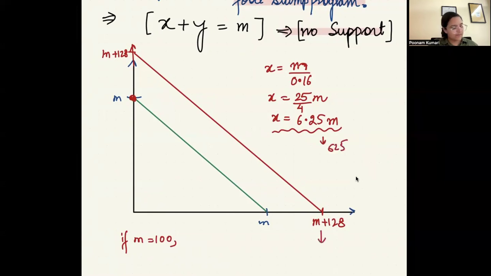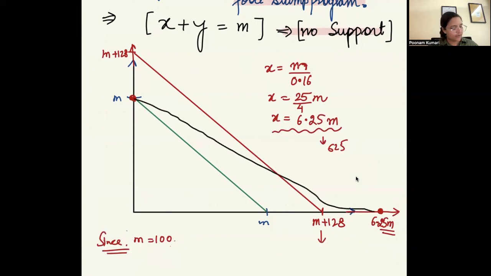And what is this? 228. So this point is definitely greater, somewhere here. This point will be further ahead, somewhere here, let's say 6.25 m, right? Very nice. Is this clear? So what will I do? I will join these two lines as well. These two lines I have joined. Okay?